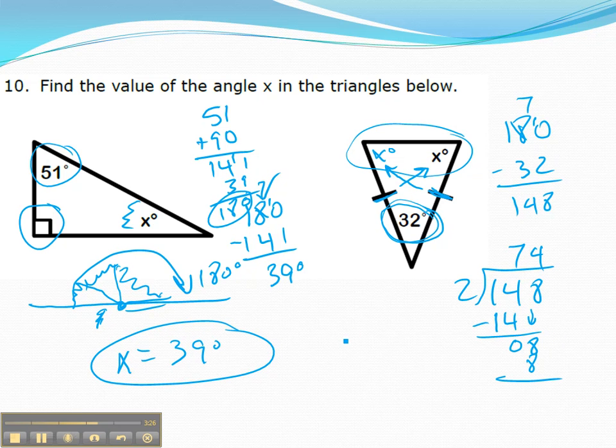So each angle x is 74 degrees. 2 of them would be 148, and then you add the 32, you get to 180 degrees in a triangle.